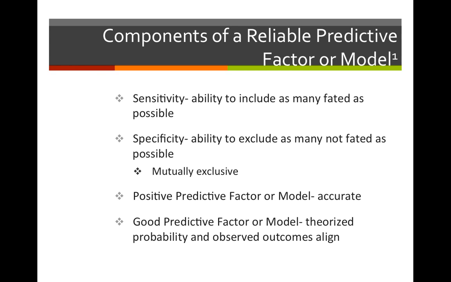Also, to have a positive predictive factor model, it obviously needs to be accurate with its predictions, and to have a good predictive factor model, the theorized probability of someone having a condition and the observed outcomes need to align. This is kind of an obvious principle. If you have a theory that theorizes incorrectly, that's not going to be a good predictive factor model because we want to have tools that are accurate and reliable.